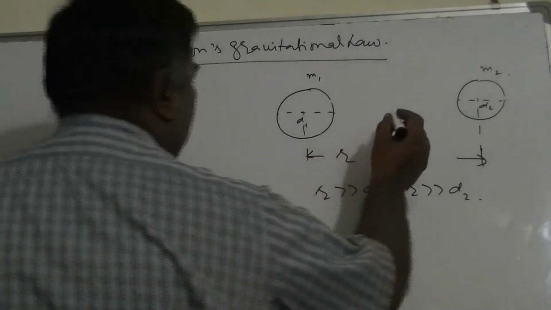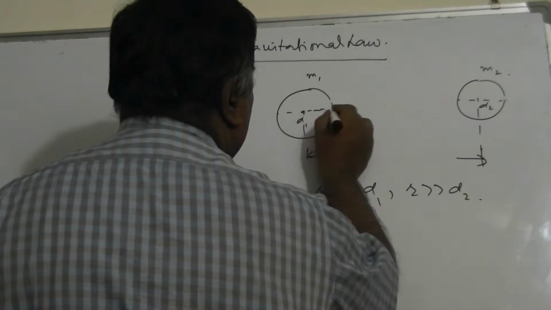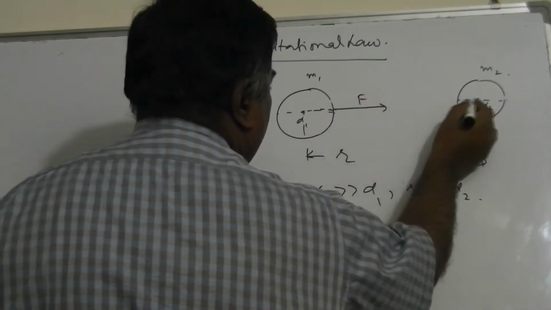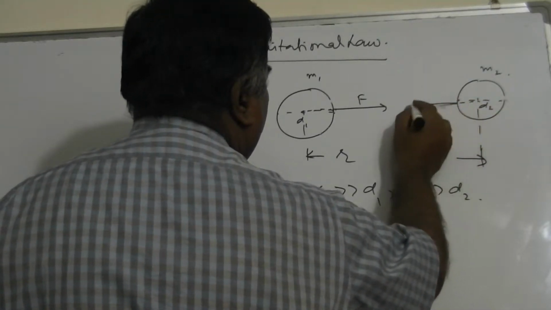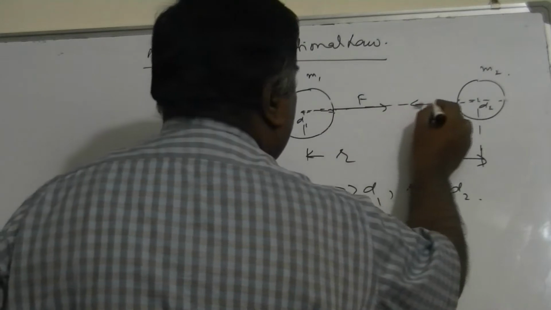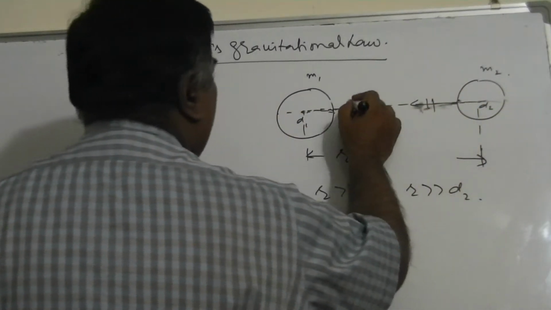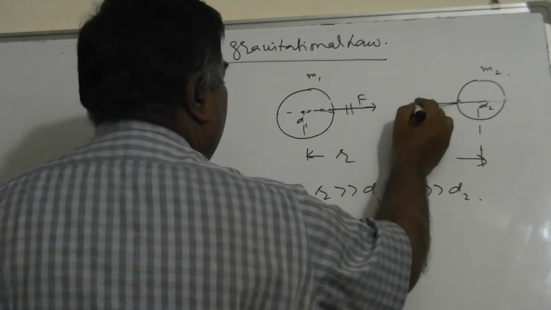Another thing is they both will be attracting in such a way as to obey the third law of motion. If this is the force F, this will be the force F. They will be directed in a line. They must be directed in a line from center to center, and they must be equal in magnitude. So length must be same.